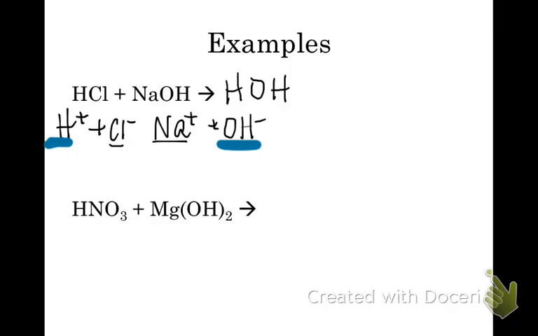We have Cl and Na. We know in all ionic compounds that the metal goes first, so it's NaCl. So this is one example of a neutralization reaction. We have hydrochloric acid plus sodium hydroxide produces water and salt, or a salt, which is sodium chloride.